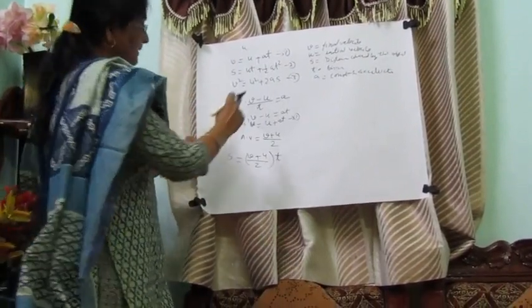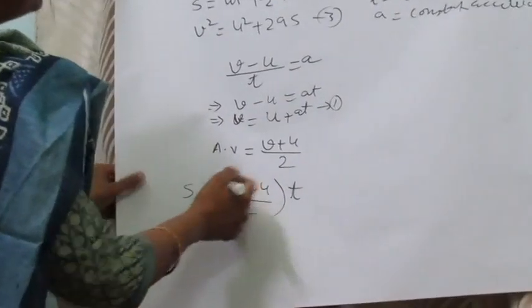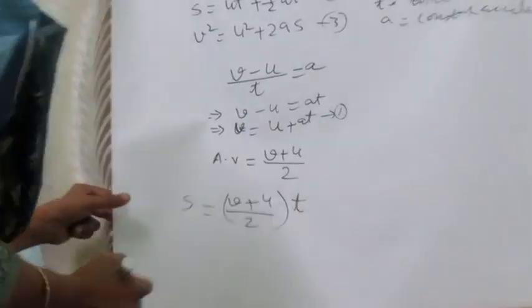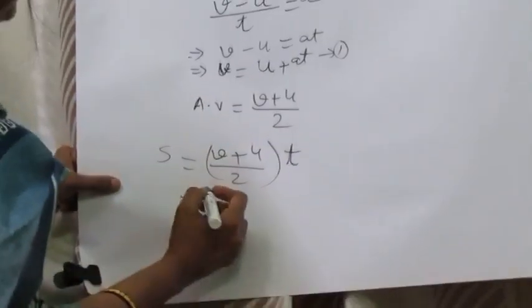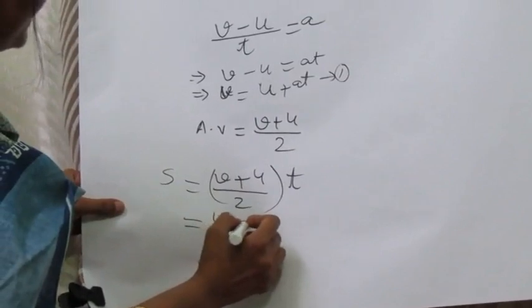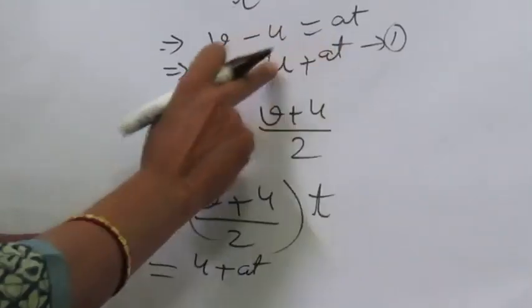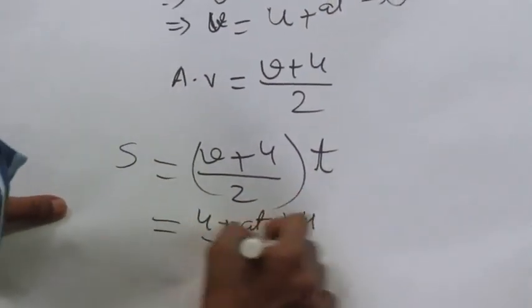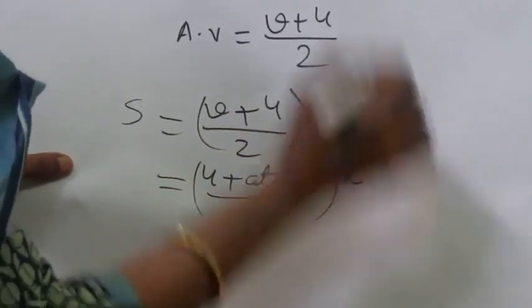Now see, what we know here is v equals u plus at. Now put the value of v here. Clear? Now, those are getting problem but still I am trying. v equals u plus at. In place of v I put u plus at. Clear? Now plus u by 2 go together, then t.